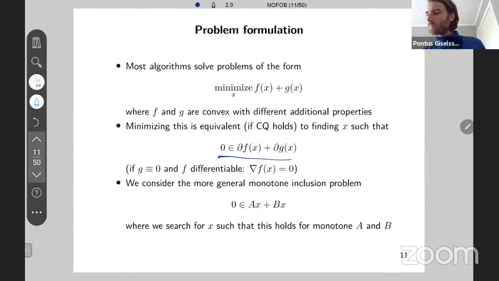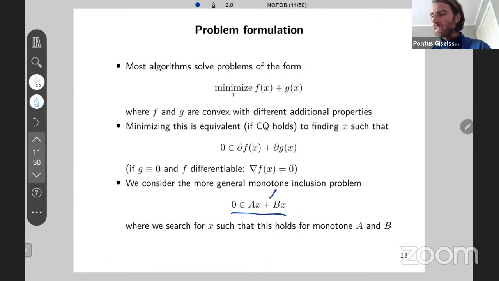All right, so essentially our optimization problem is equivalent in most cases to this inclusion problem, which involves subgradients and subdifferentials. And before, we saw a generalization of the subgradients and subdifferentials into monotone operators. So instead of considering only monotone operator problems that come from convex optimization problems, we directly consider the more general monotone inclusion problem. And we write it as 0 in Ax plus Bx. And the objective is to find an x such that this inclusion holds for the monotone operators A and B.